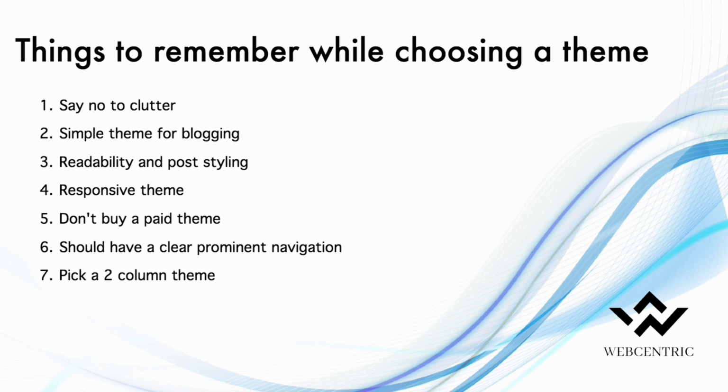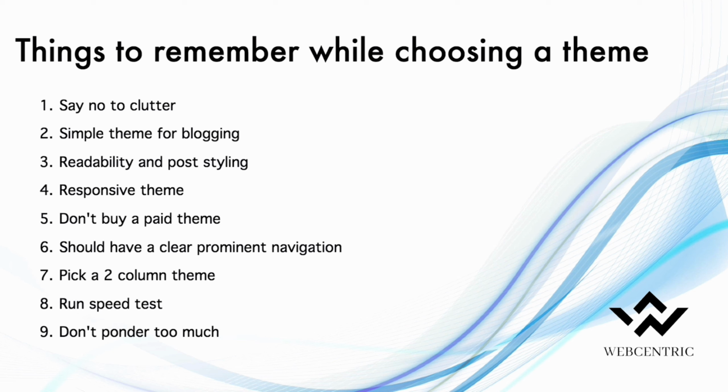The seventh thing to remember is pick a two-column theme. In desktop devices, you can add a sidebar to that theme, and in the sidebar you can have a large rectangle affiliate banner, so people can click on that banner and you make commission as a result. The eighth one is you have to run a speed test. Speed test is important because speed is a ranking factor in Google right now, and the faster the website, the higher the likelihood of it ranking. So you have to pick a theme which is fast.